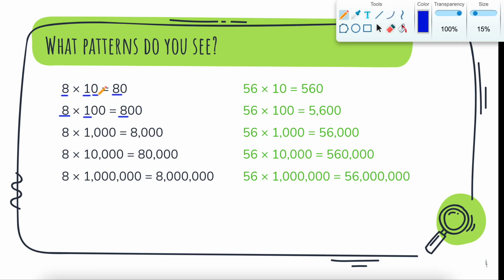So here when it was 10 and there was 1 zero, there's 1 zero in 80. Here it's 100, so there's 2 zeros, so it's 2 zeros in 800, and so on. Here it's a very similar pattern where I'm doing 56 times 1 to get 56 each time over and over again. And it's the same thing. The number of zeros in the multiple of 10 is the number of zeros in my product. So I know now, if I am multiplying just a number by a multiple of 10, that's a trick that I can use to do that multiplication easily in my head.